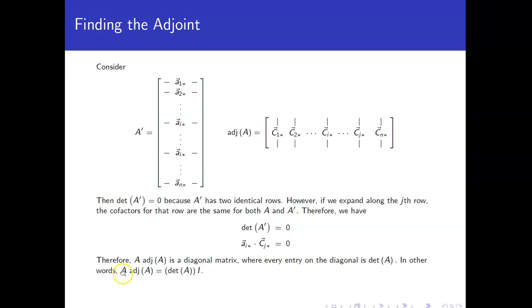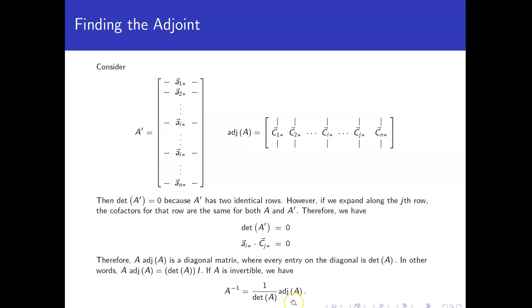So in other words, if I take A times the adjoint of A, I have the identity matrix multiplied by the scalar determinant of A. Better yet, if A is invertible, I now have another way that I can calculate the inverse. If A is invertible, remember that the determinant is non-zero, so I can divide by it, and I can also multiply both sides by A inverse, and we get this formula for the inverse of A in terms of 1 over the determinant times the adjoint of A.